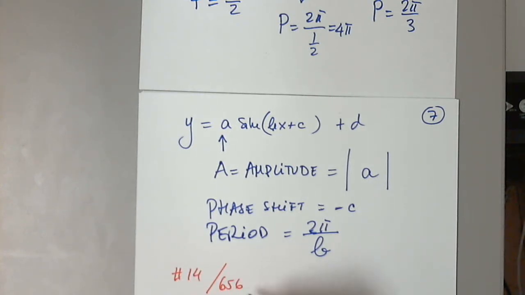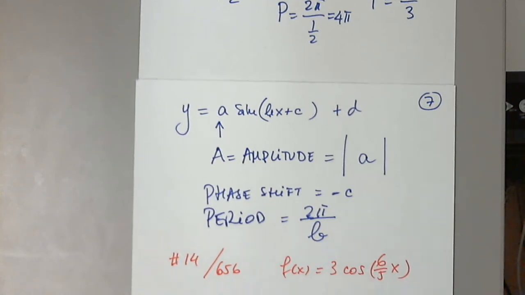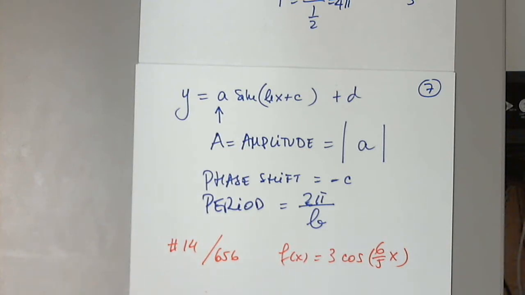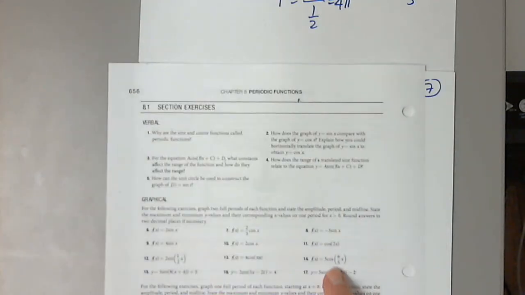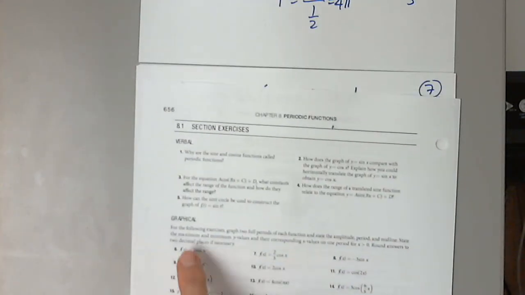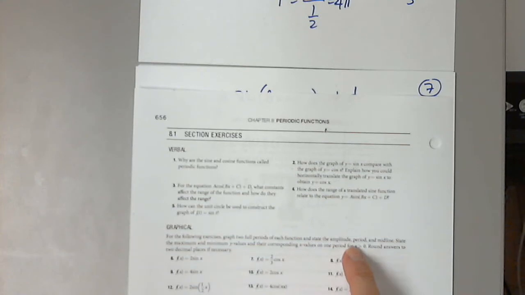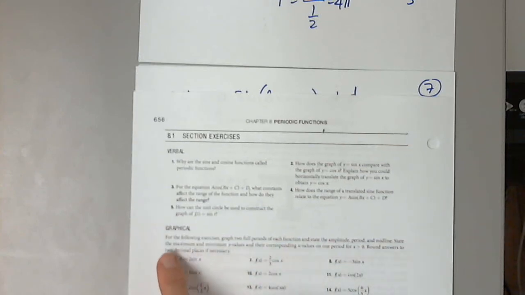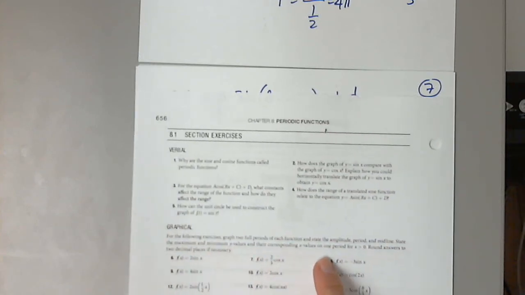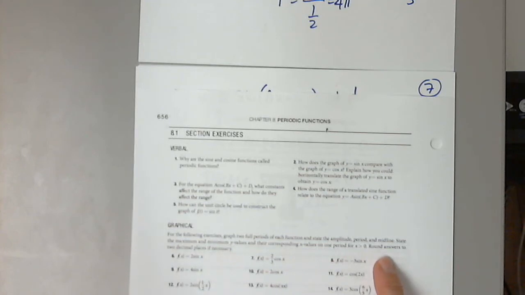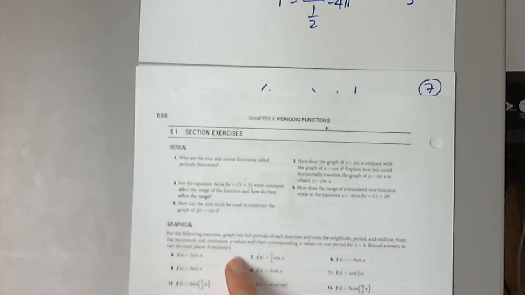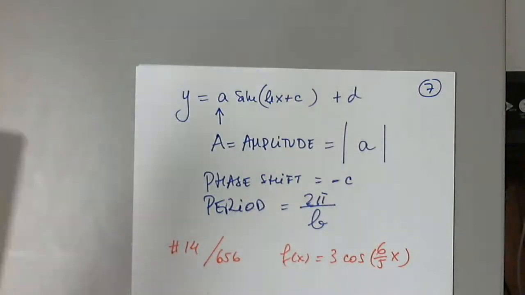On page 656, we have f of x equals 3 cosine 6/5 x. It says, for the following exercises, graph 2 full periods of each function and state the amplitude, period, and midline. State the max and the minimum y values and their corresponding x values on one period for x greater than 0. Round answers to 2 decimal places if necessary. So let's do just that.